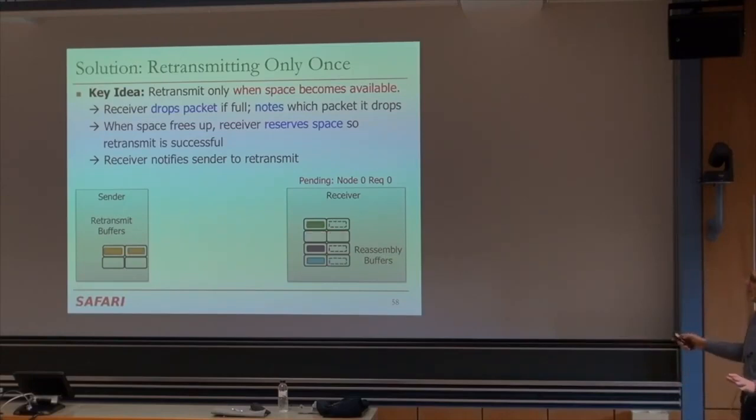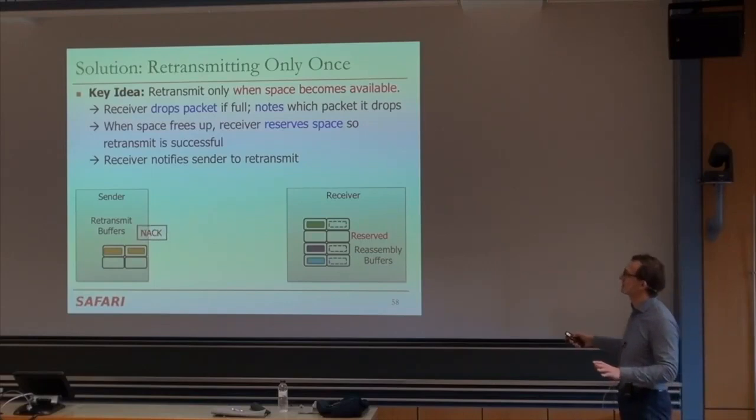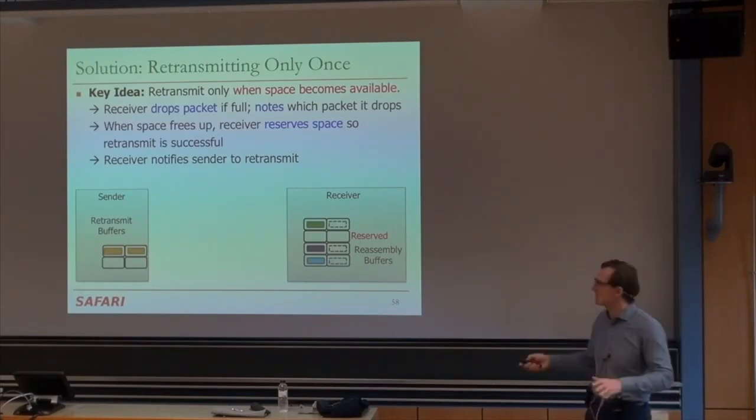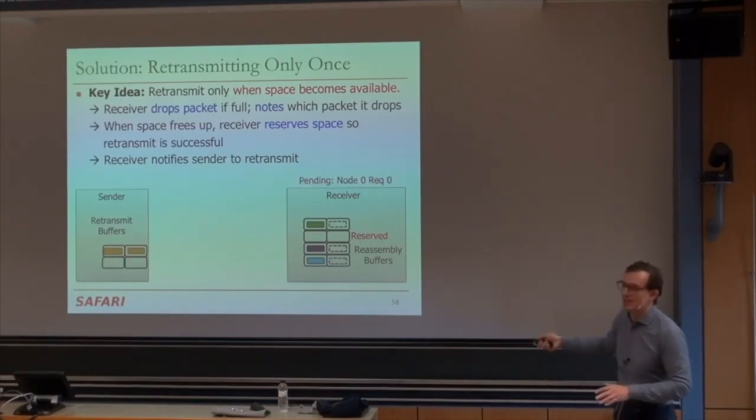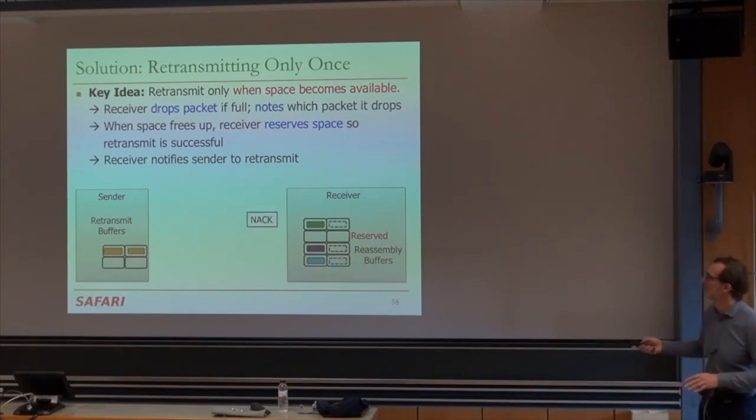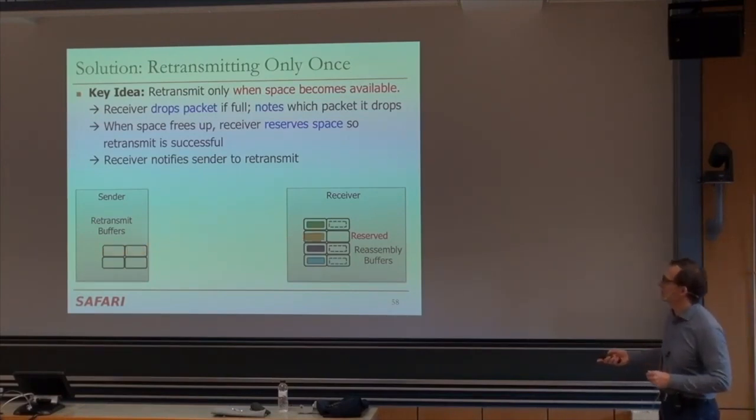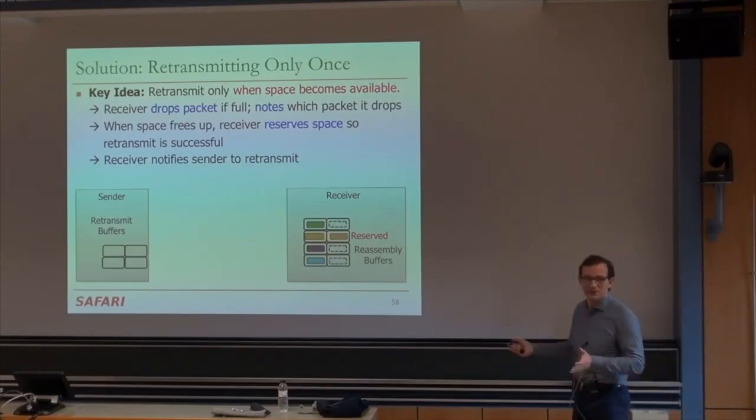And once that thing becomes free, the receiver reserves that particular slot and tells the sender, now please send me this particular request that you sent, but I happen to drop. And then the sender now can send that, and the slot is reserved, so it doesn't need to retransmit again. That's the idea over here.